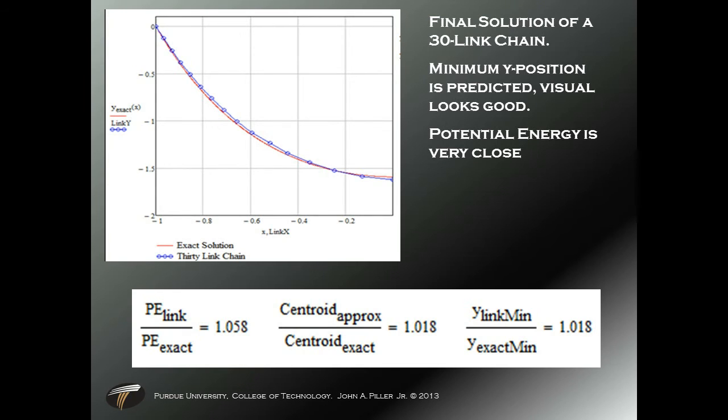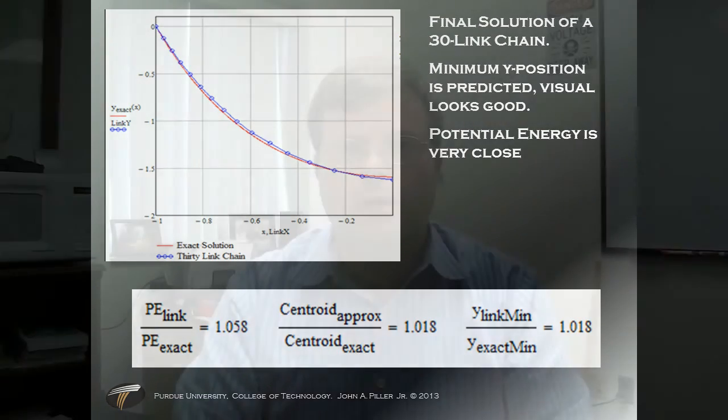It's a 30-link chain, and visually it matches the exact shape fairly close. The y prediction is within a ratio of 1.018, and so is the centroid. When the predicted x position values are used in the exact catenary formula, we end up with a ratio of the y positions of 0.946 to 1.018. The potential energy also is 1.05, so we're good there, and the overall model is sound.